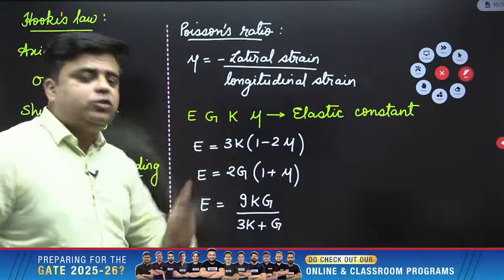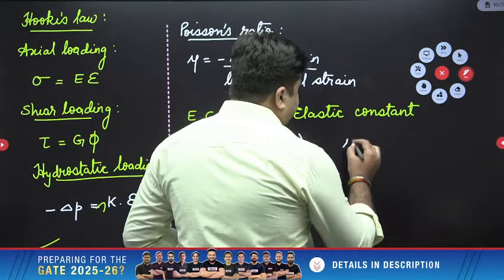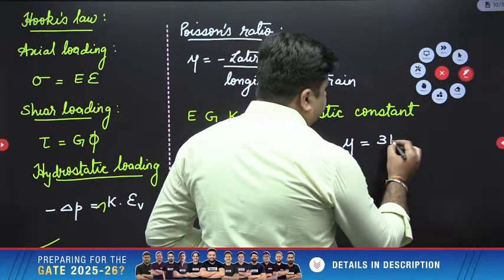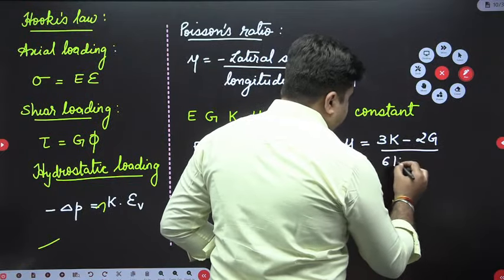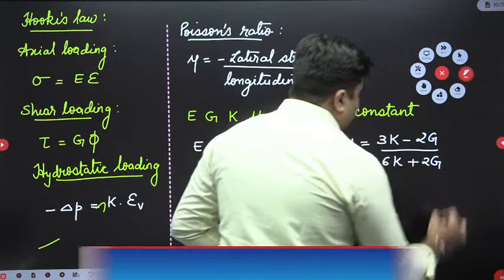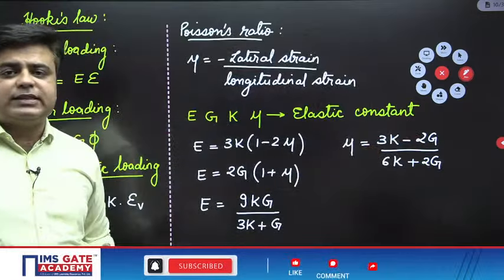The fourth one is based on mu. The fourth one states that mu is equals to 3K minus 2G upon 6K plus 2G.